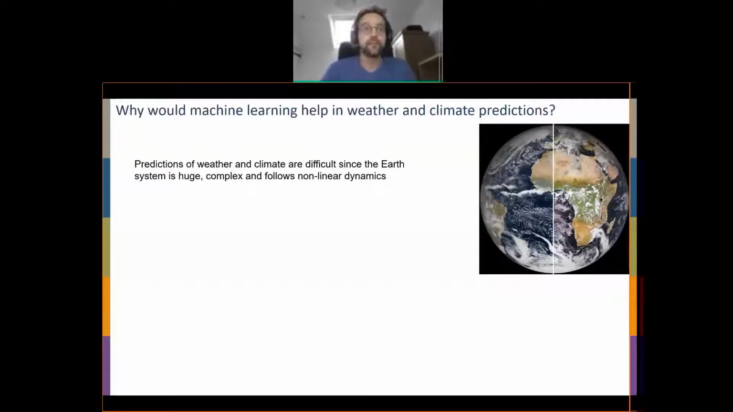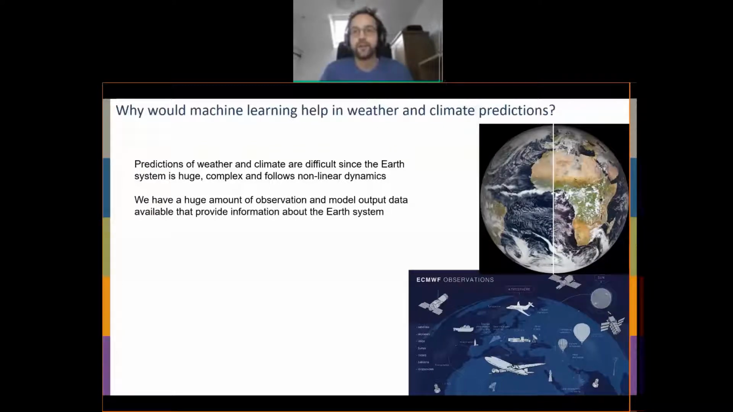And this basically means that it's quite a tricky system to deal with for conventional tools. On the other hand, we have a huge amount of data available. So there's data from a large number of different observation sources here. And we're talking about hundreds of petabytes of data that we store at ECMWF that are related to the Earth system, either from observations or from model simulations. So there's a lot of data there.